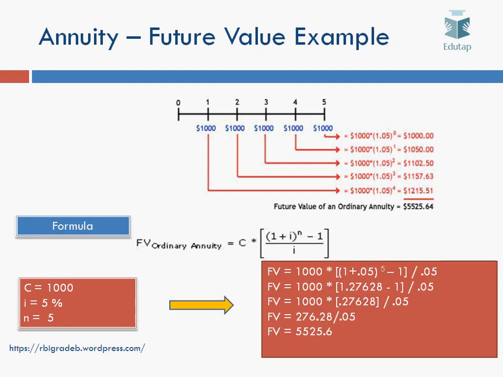So when we put this into the formula, you can clearly see that we get the answer 5525.6. You can spend a moment on this to understand how we have put in the values and how we have got the answer. We will wait for 15 to 20 seconds for you to go through this expression to calculate the future value of an annuity.